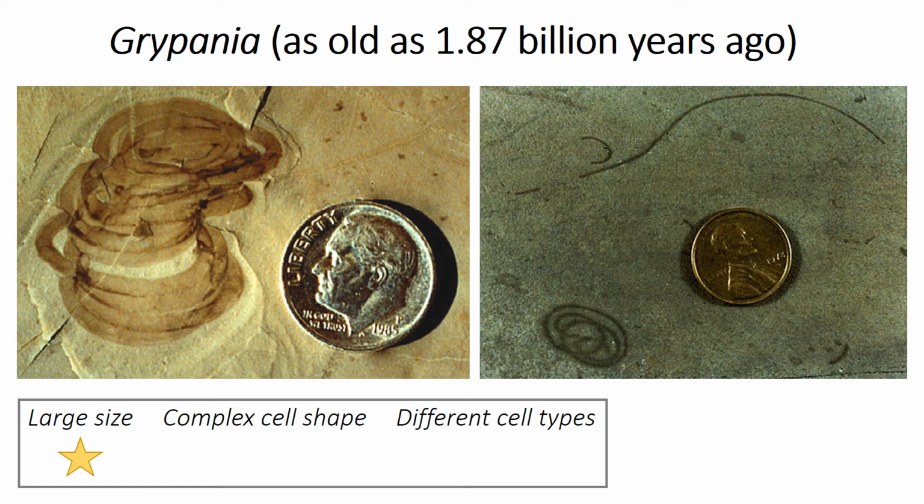Next, do they have complex cell shape? Probably not, although again we can't see the individual cells, but the filaments are pretty uniform and simple looking. Finally, do they have different cell types? Well, this is unknown, but again, there's not really any strong evidence for it, again because of the simple shape of the filament. So what's the conclusion? Well, Grypania could possibly be a eukaryote given its size. It's quite large, but we can't rule out it being, say, a bacterial colony or something else.